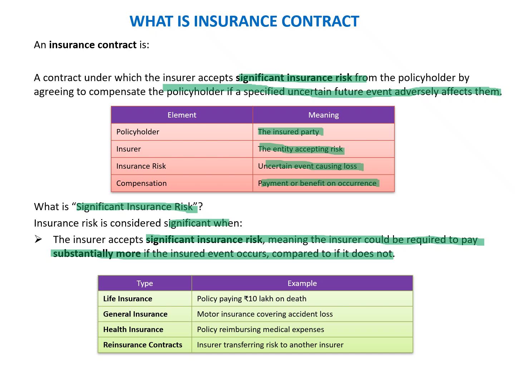And this risk arises on the happening of the event, which is death in the case of life insurance; in general insurance, depending upon the accident which causes damage to the vehicle; in health insurance, any medical expenses, the cost of treatment and medical expenses that need to be borne by the insurance company; and in a reinsurance contract, whenever a contract is reinsured by the insurer with another insurance company. So this clearly articulates the concept of an insurance contract and the definition of significant insurance risk. We'll move to the next slide then.